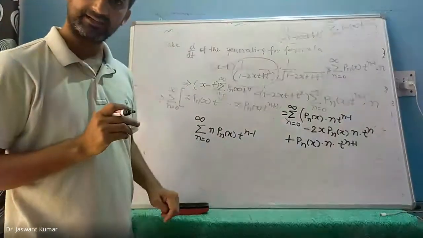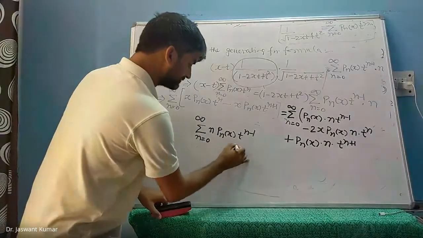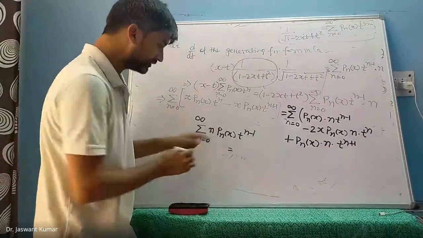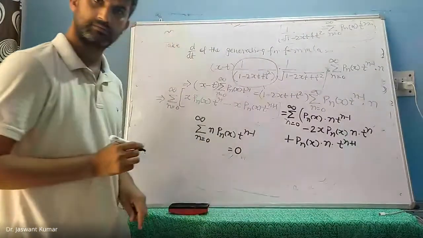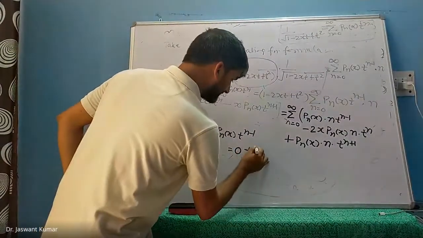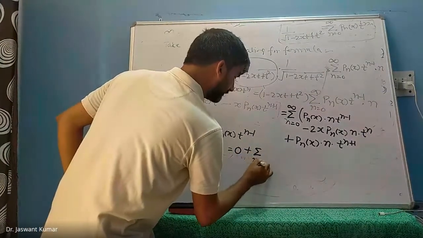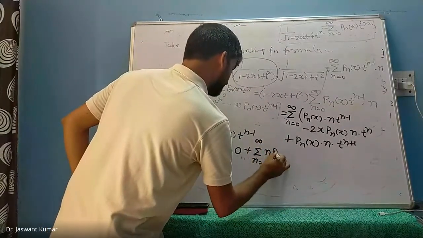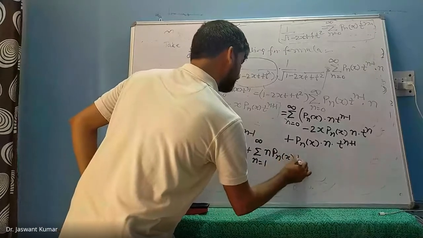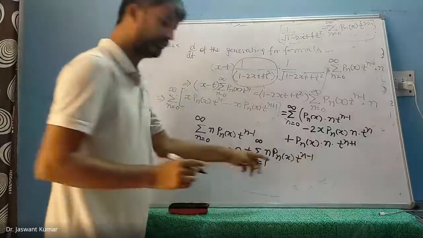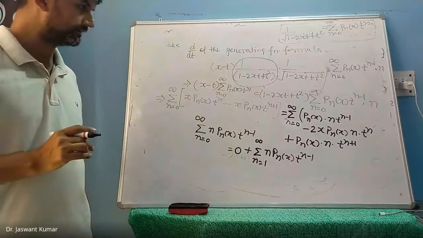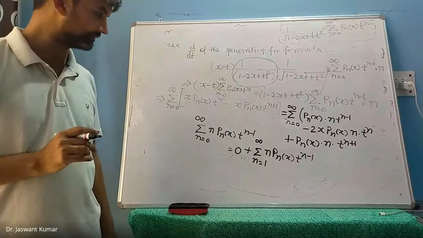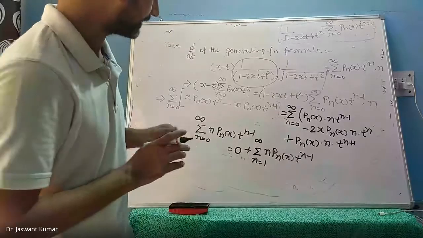Please solve this term. What is this equal to? When n is equal to 0, this is 0 plus, and then the summation goes from n equal to 1 to infinity, n p n x t to the power n minus 1. Do you get this or not?